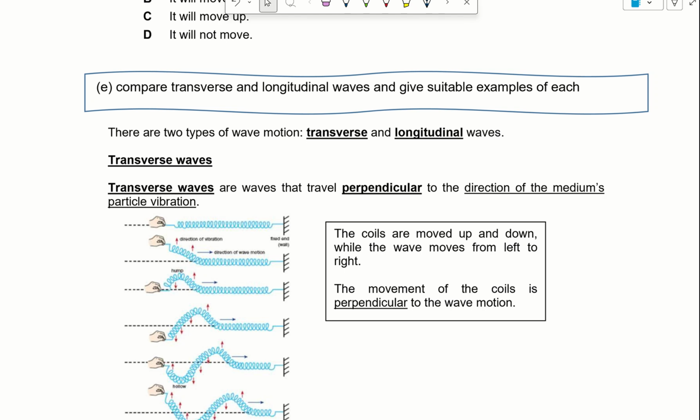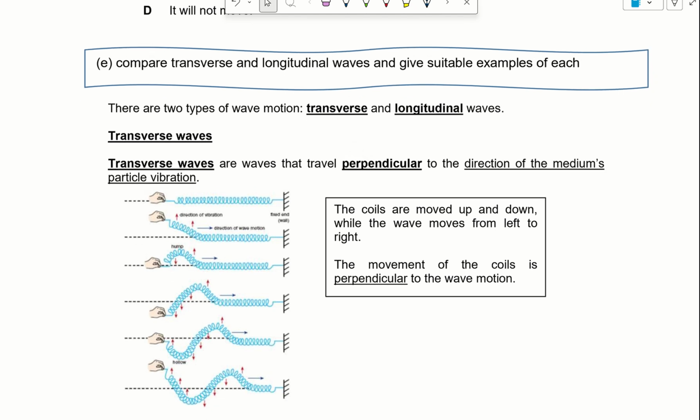Okay, in this video I'll be going through general properties of waves, success criteria E, which is to compare transverse and longitudinal waves and give suitable examples of each. Now there are two types of wave motion. One is transverse, the other one is longitudinal. Okay, so what are transverse waves?